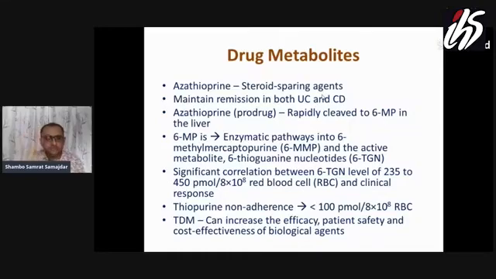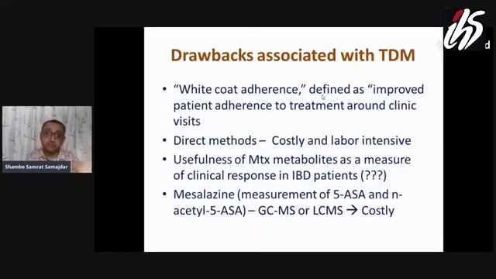So there is a significant correlation that if the 6-TGN level is between 235 to 450 picomole per 8 into 10 to the power 8 RBC, then that is highly correlated with good clinical response. And when we are talking about thiopurine non-adherence, that means if it is less than 100. So therapeutic drug monitoring of this type of metabolites can increase the efficacy, patient safety, and cost effectiveness of different other biological agents also, like infliximab.